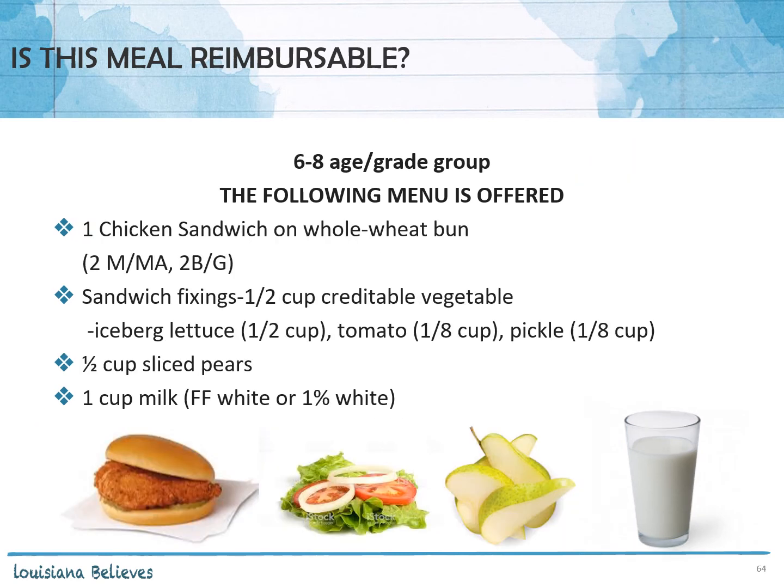Is this 6 to 8 age grade group lunch menu reimbursable? 1 chicken sandwich on a whole wheat bun, which provides 2 meat alternates and 2 bread grains, a half cup of vegetable sandwich fixings, which include a half cup of iceberg lettuce, which will credit as a 1/4 cup, an 1/8 cup of tomato, and an 1/8 cup of pickle, and then a half a cup of pear slices, and 1 cup of milk, fat-free white or 1% white.